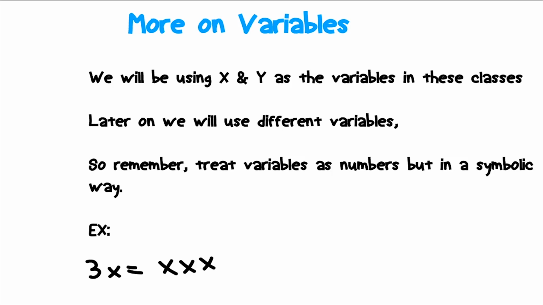For example, if we've got 3x, this is the same as x plus x plus x. We just count the number of x's: 1x, 2x, and 3x. It just gives us 3x. So what about collecting like terms?